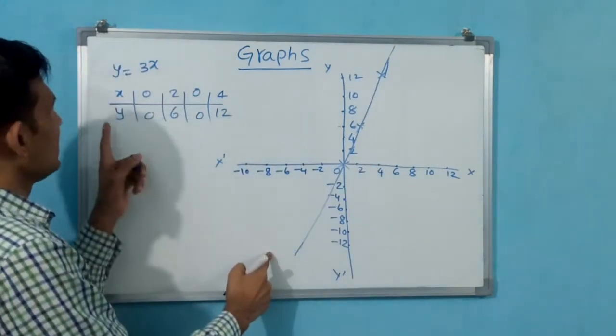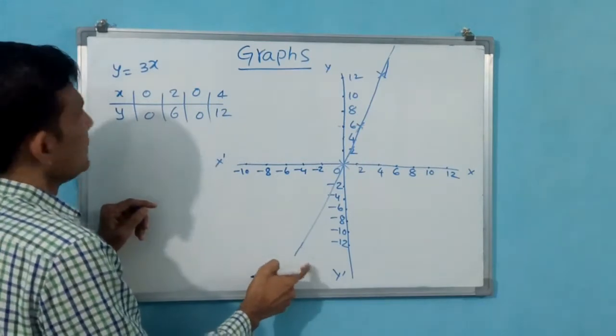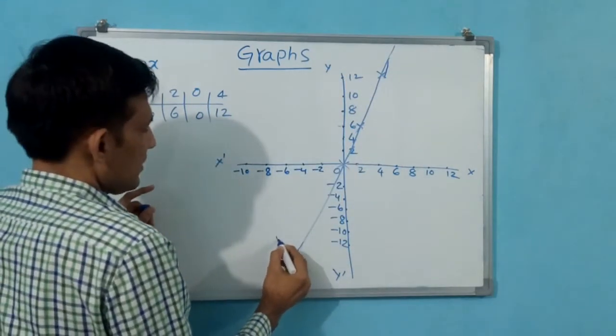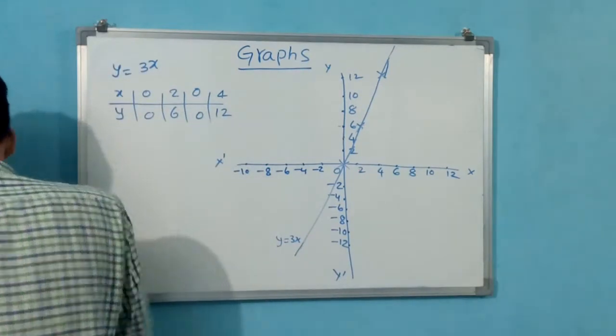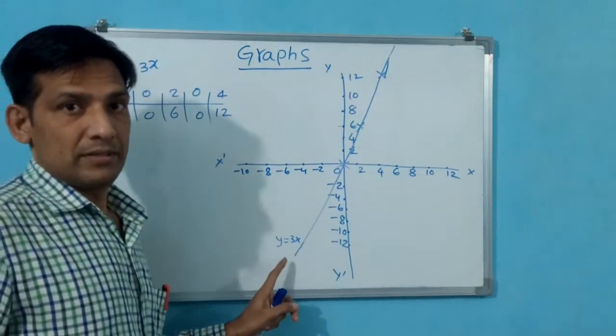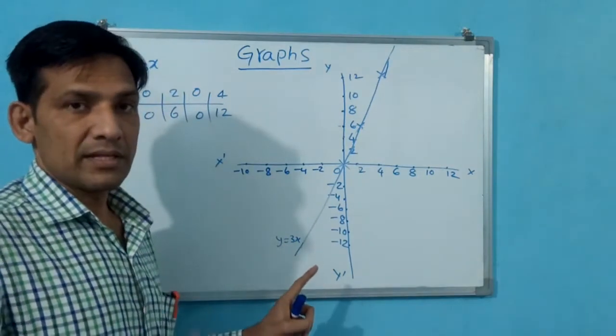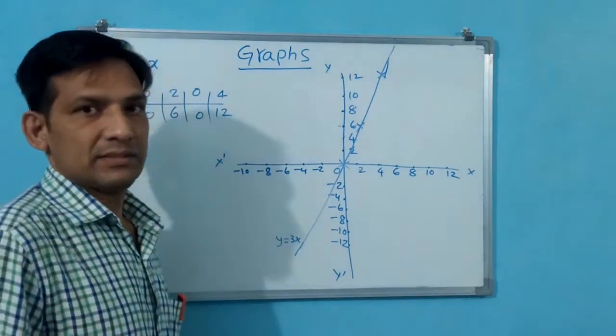At one corner of that line, this is a straight line, write y is equal to 3x. This you compulsorily have to write, y is equal to 3x. Otherwise, the examiner may cut your marks.